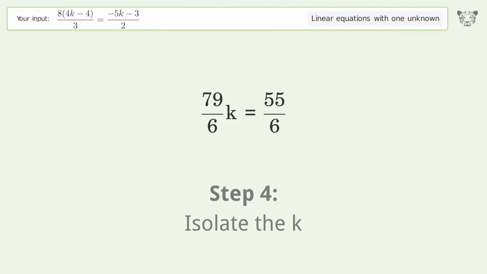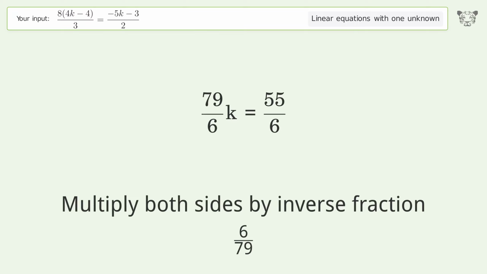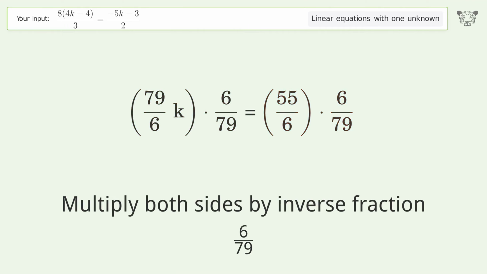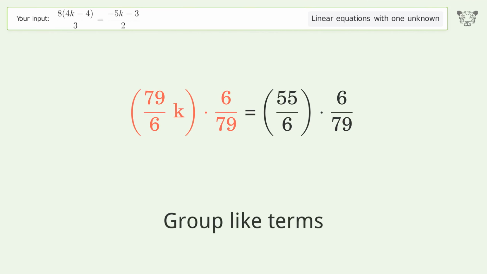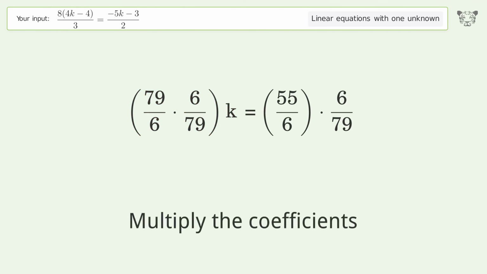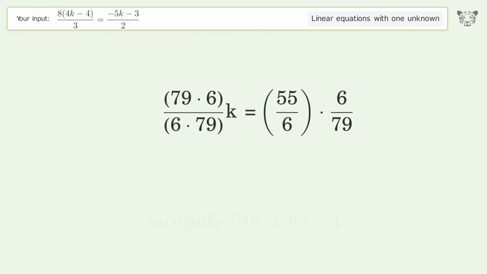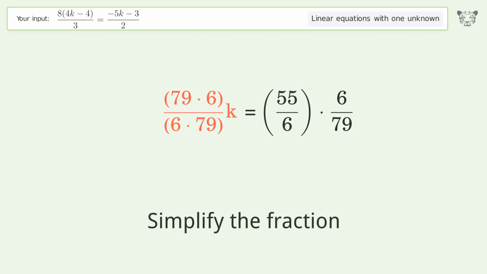Isolate the k. Multiply both sides by inverse fraction 6 over 79. Group like terms. Multiply the coefficients. Simplify the fraction.